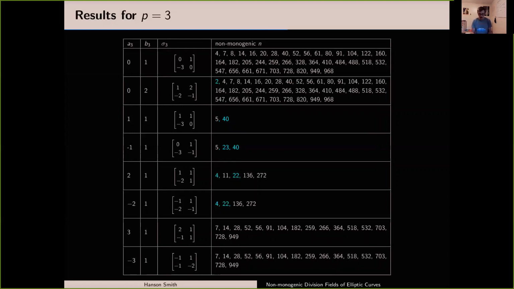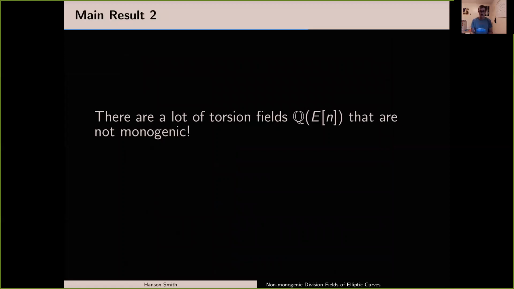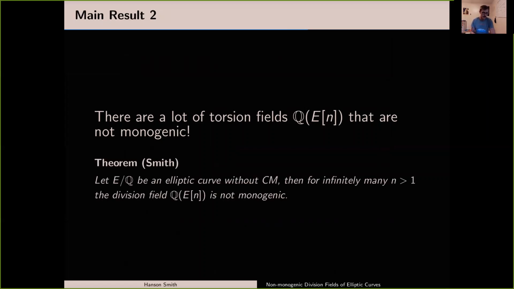Okay, cool. So main result 2. And again, to emphasize, this is another way of saying there are a lot of torsion fields that are not monogenic. So this one's a little simpler to state. Let E be an elliptic curve over Q without CM. Then for infinitely many n, the nth division field is non-monogenic. So if I fix a specific elliptic curve, I'm going to have infinitely many n for which the n division field, the n torsion field, is not monogenic.